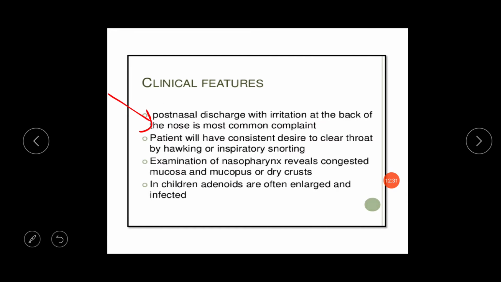Clinical features of chronic nasopharyngitis. Usually post-nasal discharge with irritation at the back of the nose is the most common complaint. Patient will have a consistent desire to clear the throat by hawking or inspiratory effort. Patient will always feel that something is coming down from the nose into the oral cavity, something pus-like or fluid-like trickling down into the throat. Examination of this type of patient will reveal congested mucosa over the nasopharynx or mucopus or dry crust. In children, adenoids are also enlarged and infected in this type of patients.